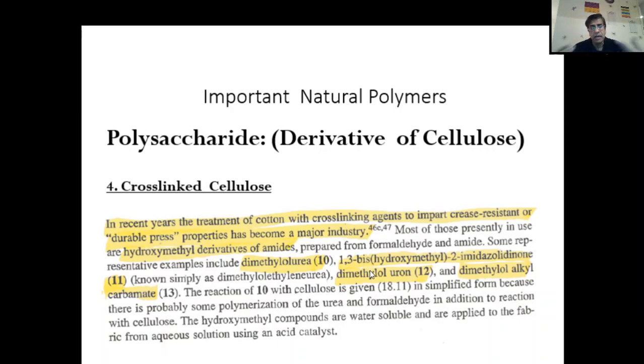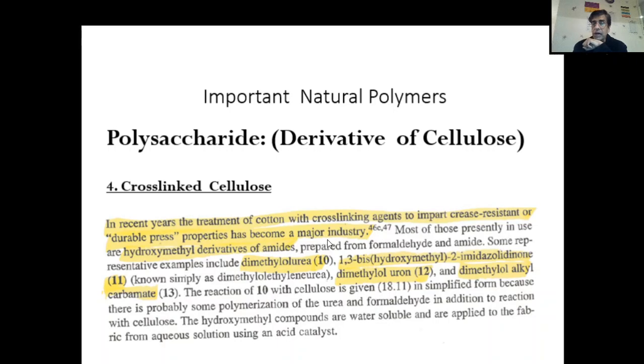Because we want to increase the mechanical strength of that product. So one of the important uses of cross linking of the cellulose is the crease resistance. Before this technique was developed, when people used cotton clothes, after one or a few sittings, they would wrinkle all over, and it didn't look good. So now, after this technique, we have crease resistant or durable products. That is why this is nowadays a major industry.